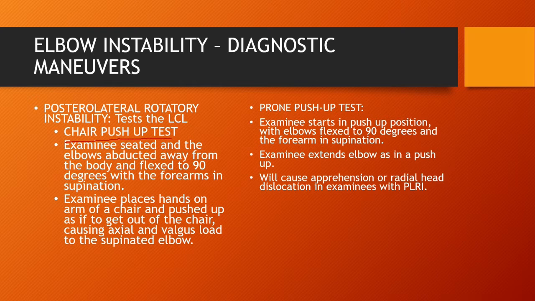And if the radial head is unstable, if the radial head has a tendency toward subluxation or dislocation in examinees who have posterolateral rotatory instability, this will cause apprehension and reproduction of pain and a feeling that the elbow is going to go out of place in an examinee who has bona fide instability syndrome.